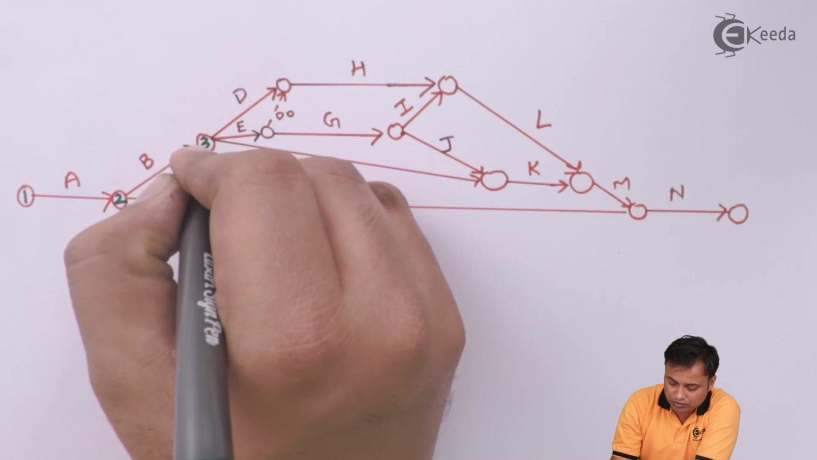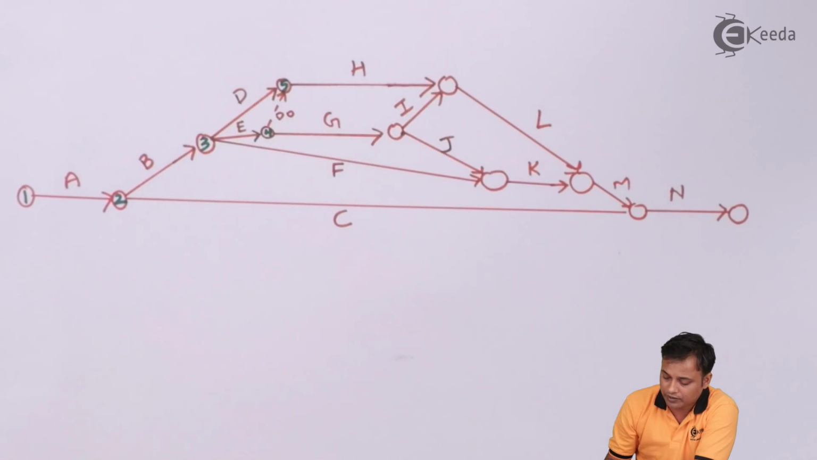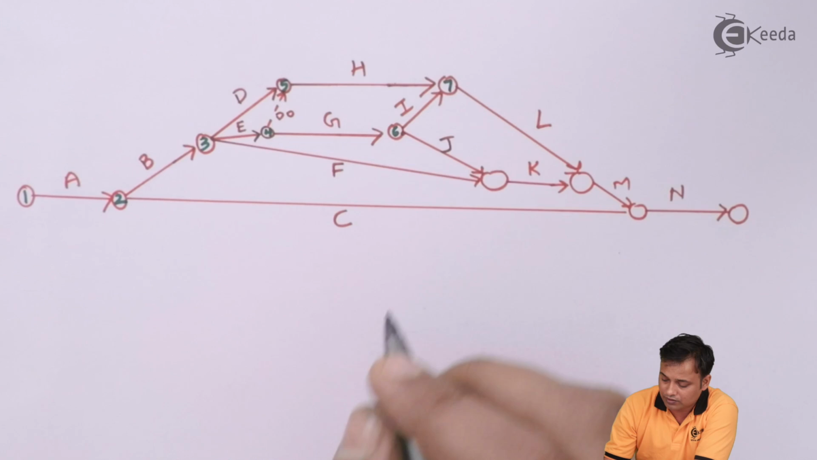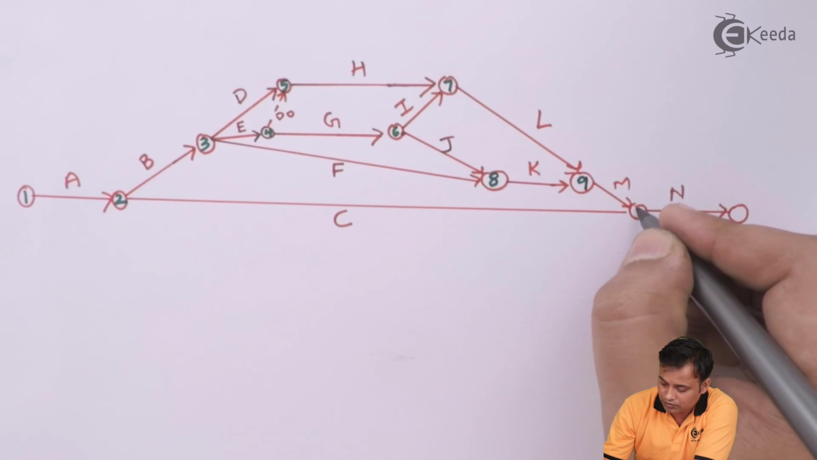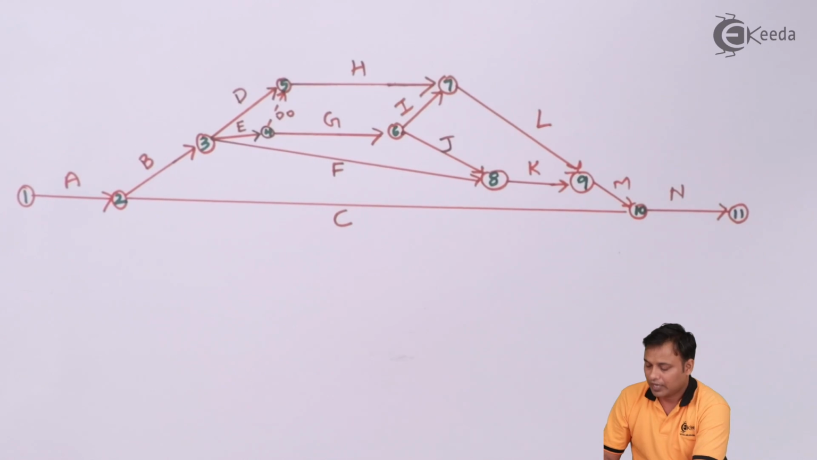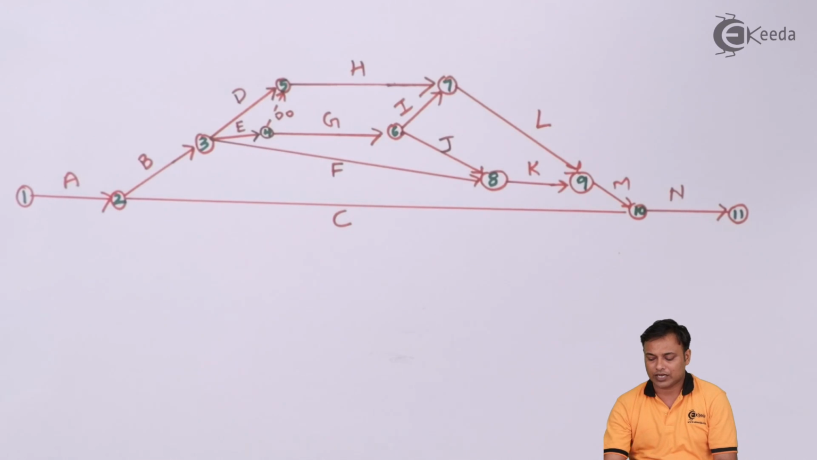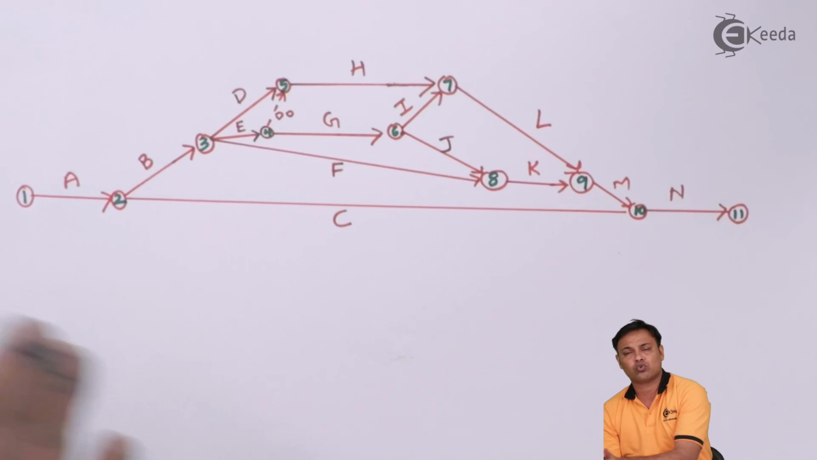Here it will be 3, then it will be 4, 5, 6, 7, 8, 9, 10 and 11. Remember the rules once again. The numbers at the head should be always more than the numbers at the tail. At no point my number at the tail will be more than number at head. So just check out, my tail is always smaller than the head and flows usually from left to right.